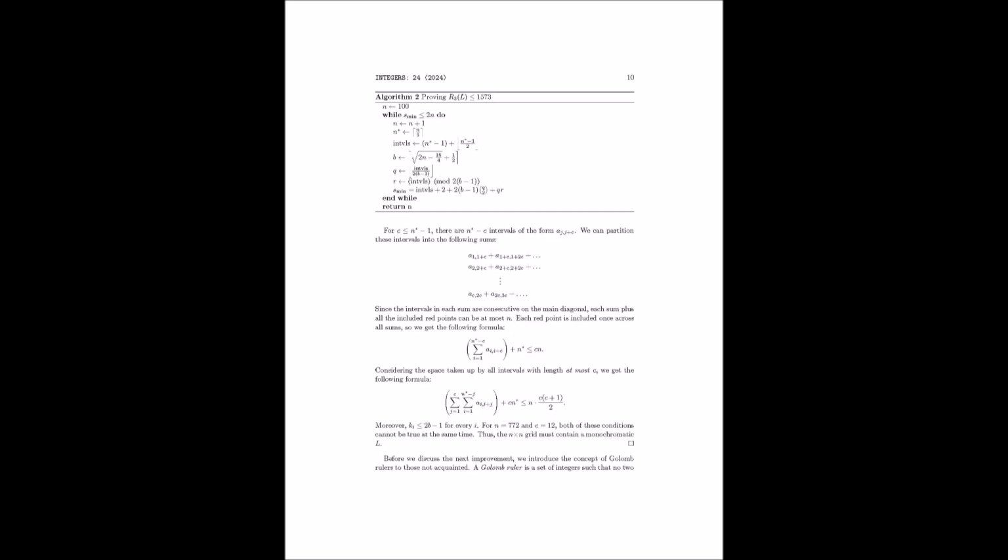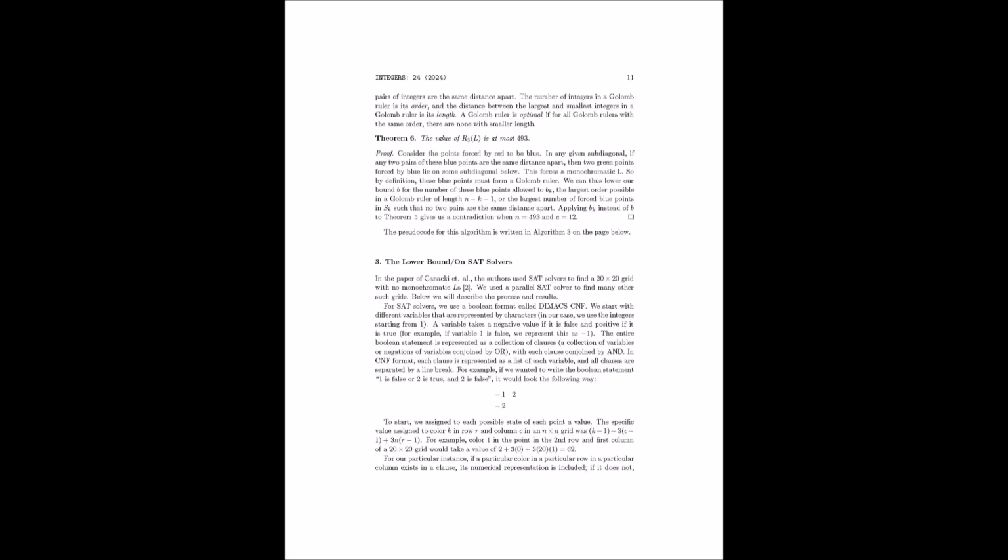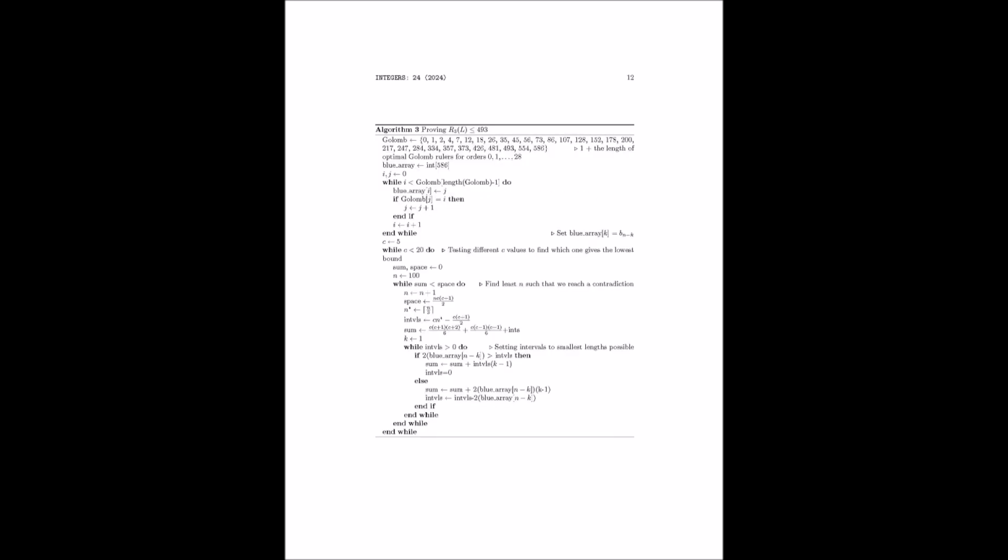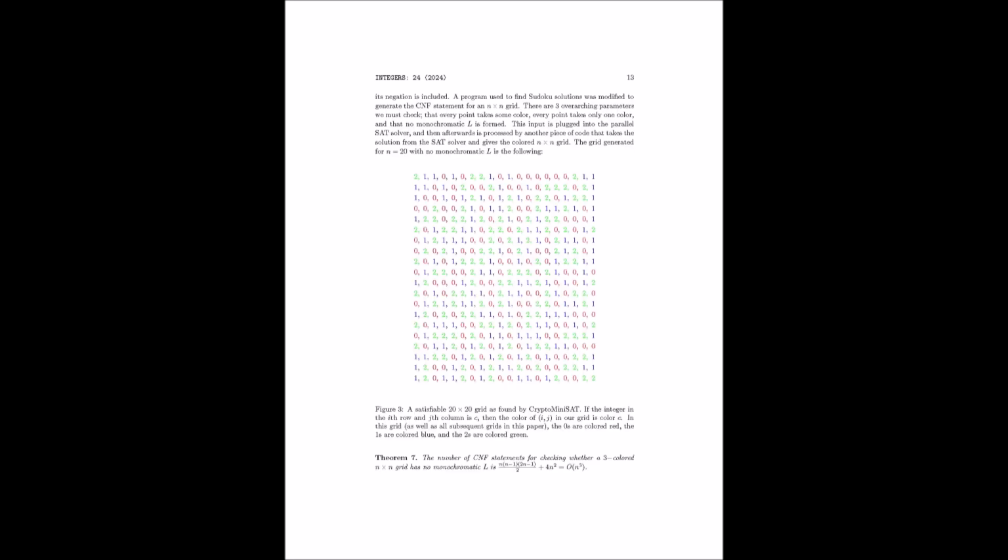And by using this Golomb ruler concept, the researchers were able to set much stricter limits on the number of blue points that are allowed on a subdiagonal. So they're using the Golomb ruler to spread out those blue points in a very strategic way. Right. And that prevents the green points from bunching up too much and triggering the formation of that monochromatic L too early. Precisely. And the amazing thing is, this technique leads to a huge improvement in the upper bound for R3L.